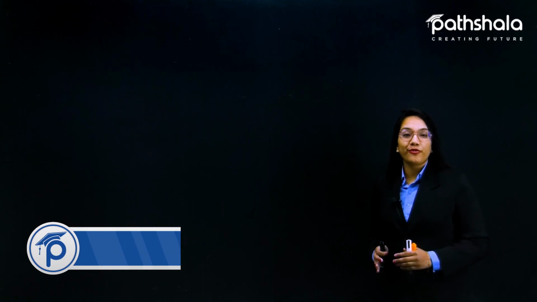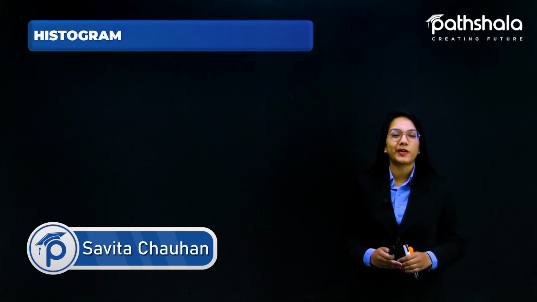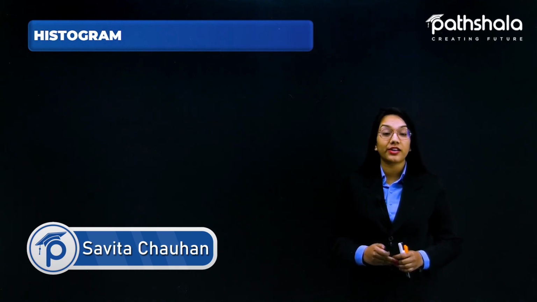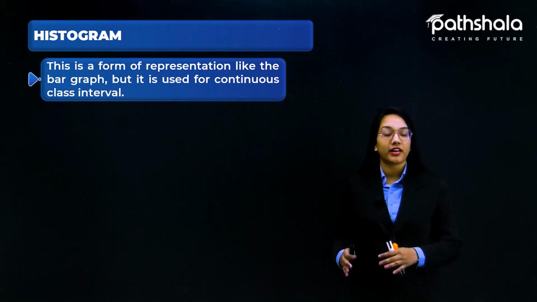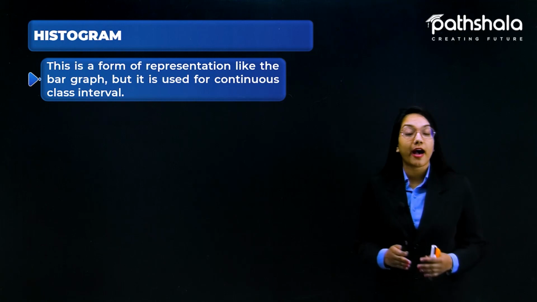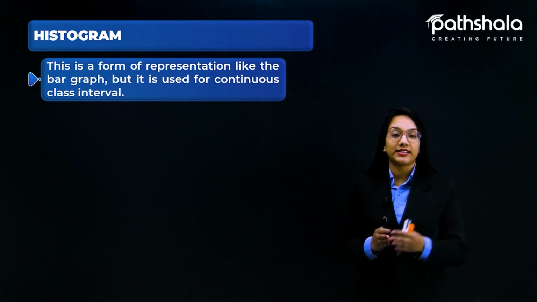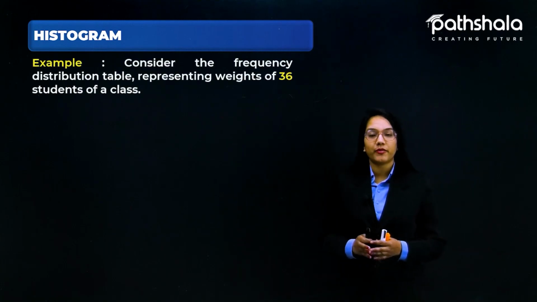Now let's move on to another graphical representation of the data, which is called the histogram. So what is actually a histogram? It is a form of representation like the bar graph, but it is used for continuous class intervals. Meaning we have continuous class intervals like 0 to 10, 10 to 20, and so on. Let's see an example related to it.